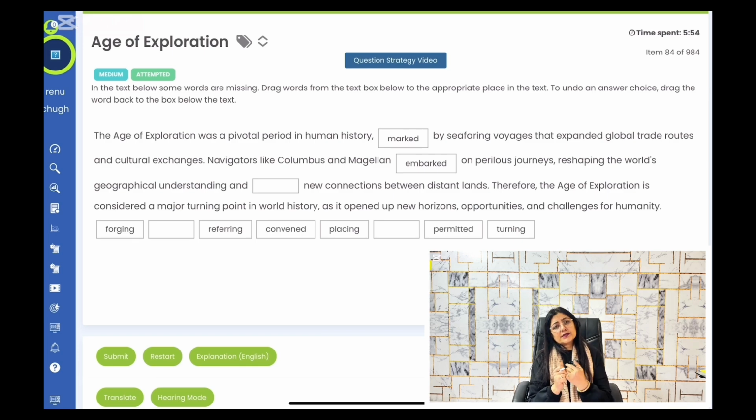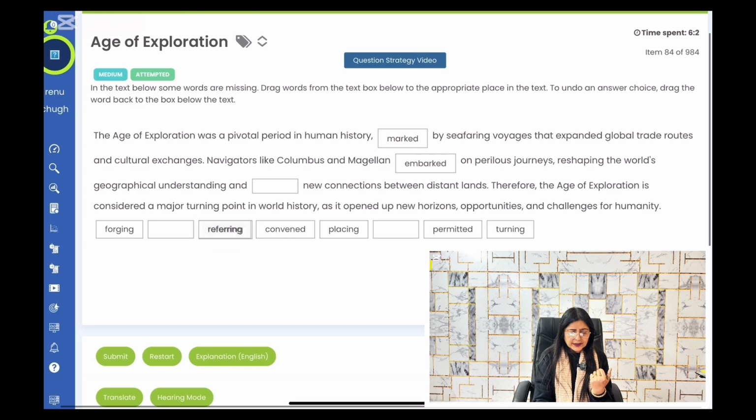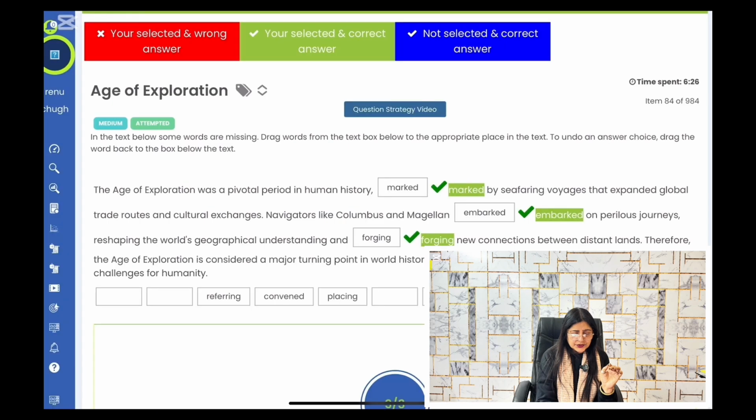So what you can do in this case is eliminate the options which are not suitable. Turning is not suitable. Referring is also there, referring new connection between lands. We cannot refer any connection between distant lands, so this is also not suitable. Placing new connection between, no, we can't place; it's not a thing which we can place here or there. So even though I don't know the meaning of forging, by hit and trial I'll be putting it in. Let me check first of all whether the choice we made is okay. Yes, absolutely, it is okay.